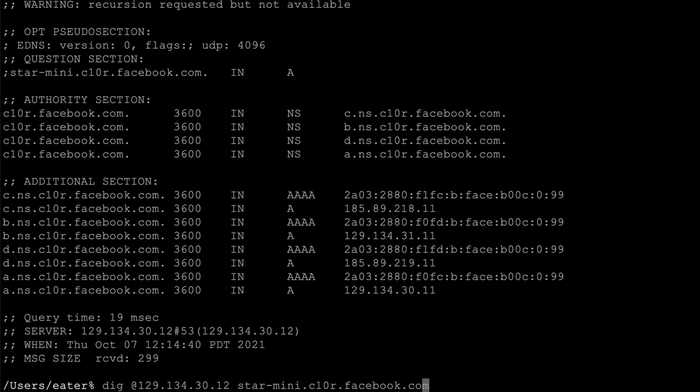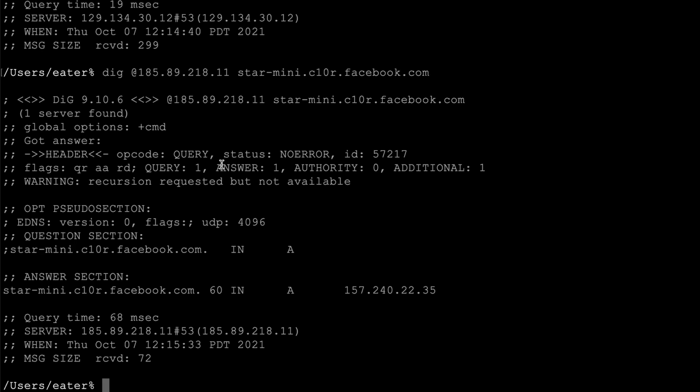So we'll go ahead and ask that same question, but instead of using one of the facebook.com name servers, we'll use one of these c10r.facebook.com servers. So that's this one here, 185.89.218.11. And if we make that request, we actually get an answer. So we get an answer again. starmini.c10r.facebook.com, we're looking for an address, and we actually get an address. And the address is 157.240.22.35. And so that is, in fact, at least for me, and at least right now, the IP address that I should talk to if I want to talk to facebook.com.